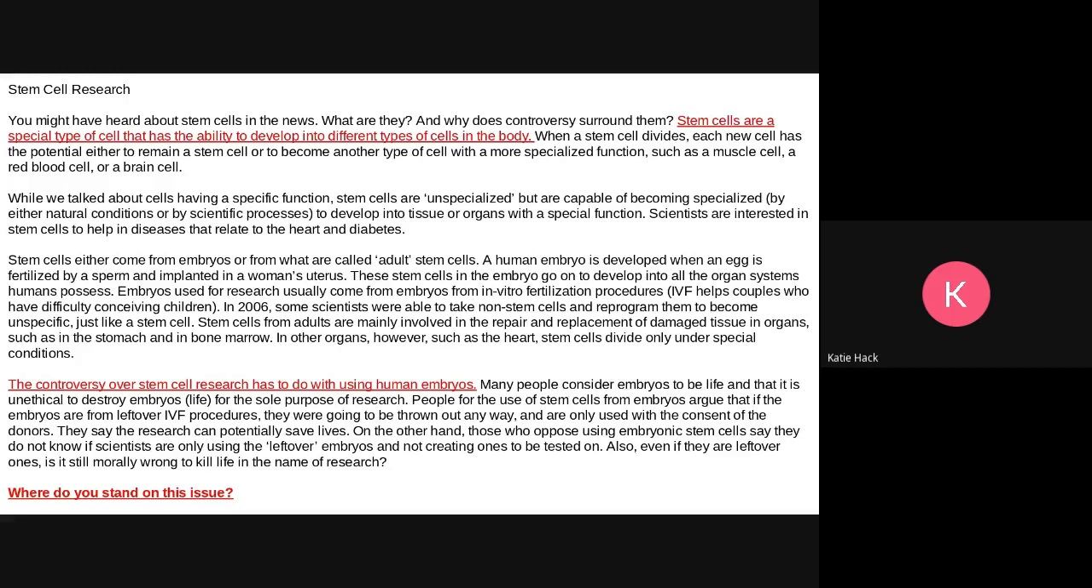If you type it, it's your own, right? That's right. So what is a stem cell?